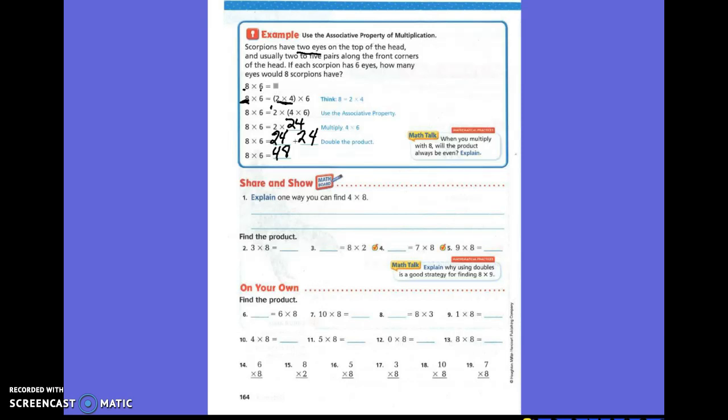Did you do any of this? No, you didn't. You need to be paying attention. I said to turn the page.